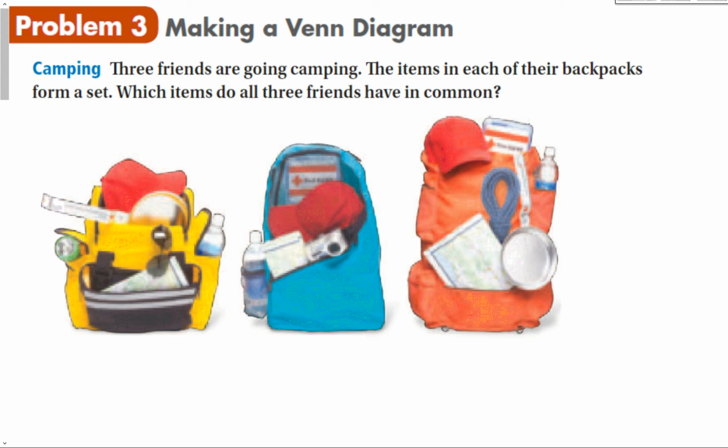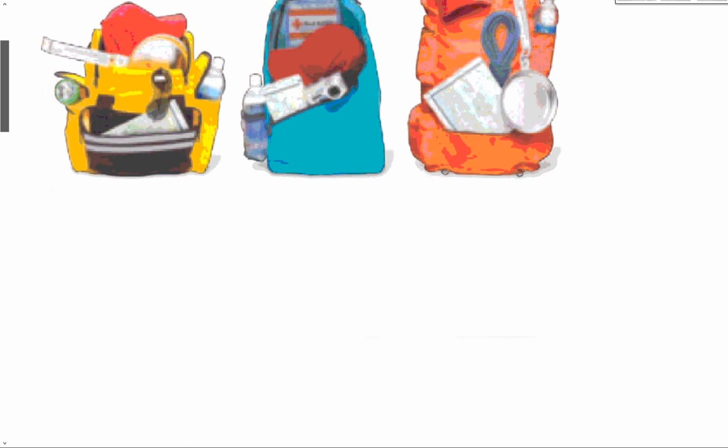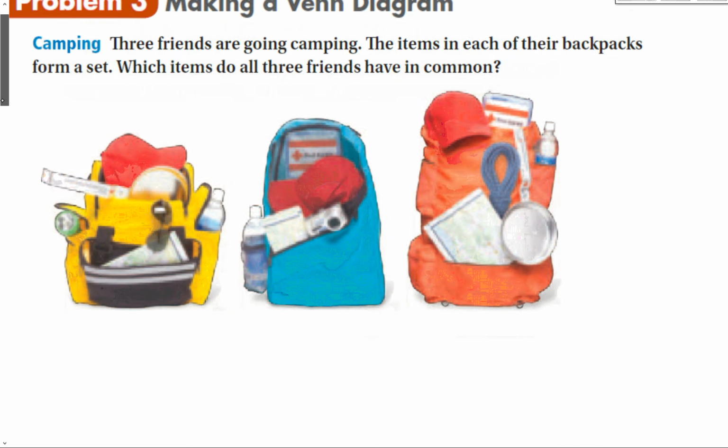So 3 friends are going camping. The items in each of their backpacks form a set. Which items do all 3 have in common? So let's see if we can make a nice Venn diagram for this. There we go. Look at that, how nice.